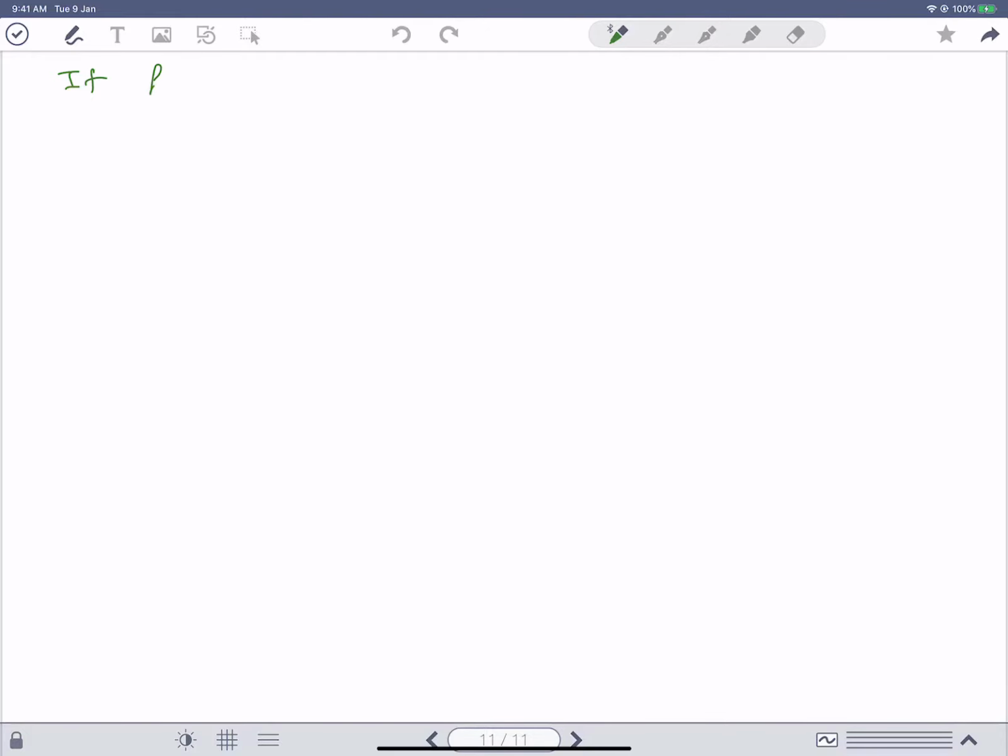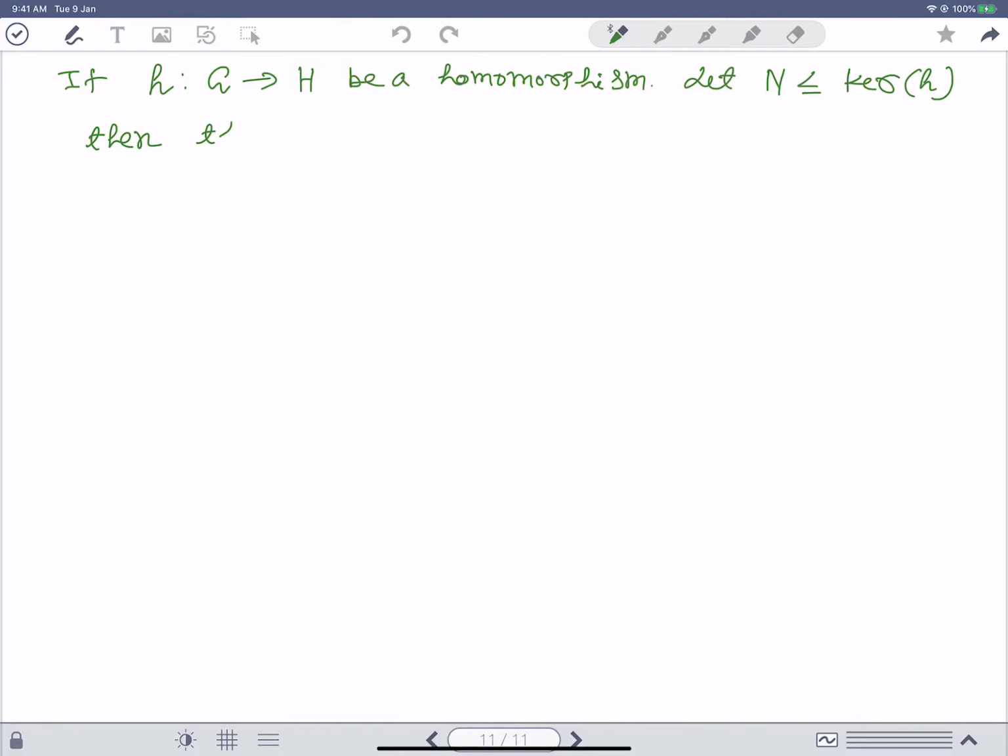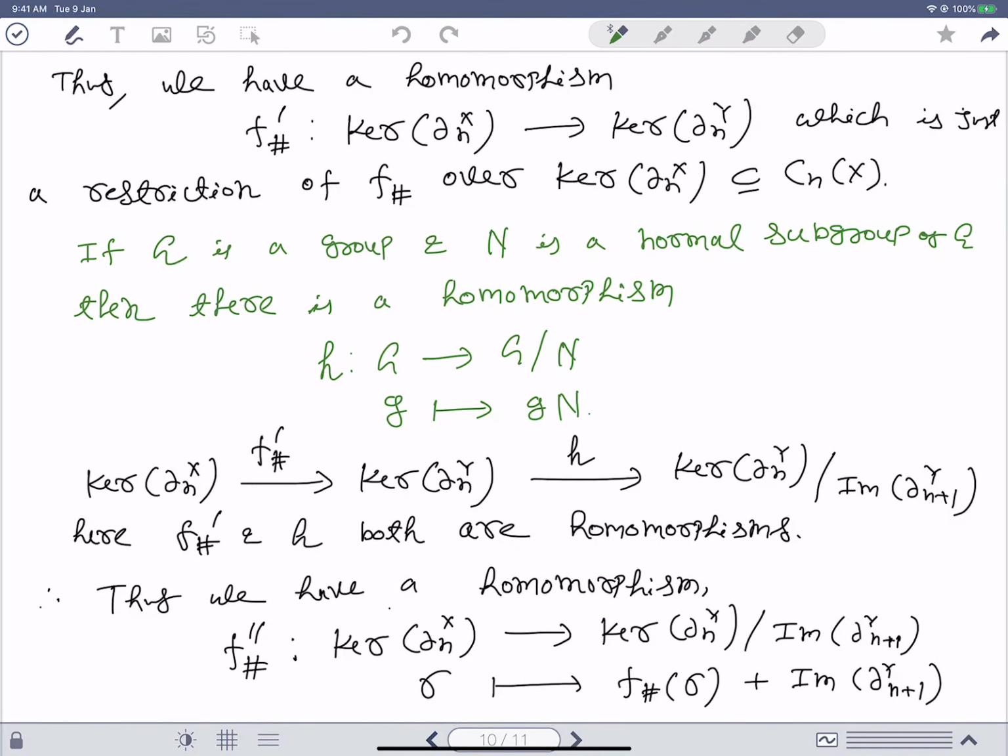So if h from G to H is a homomorphism, and let N be a subgroup of the kernel of h, then there is a homomorphism, say h bar, from G quotient N to H. Okay, so I shall use this result and I prove that image of del n plus 1 x is a subgroup of the kernel of this map. Okay.